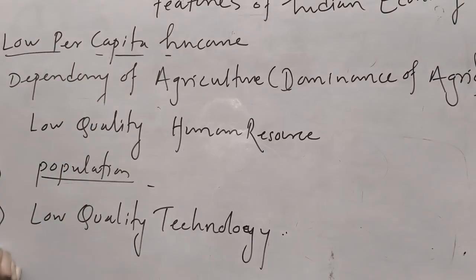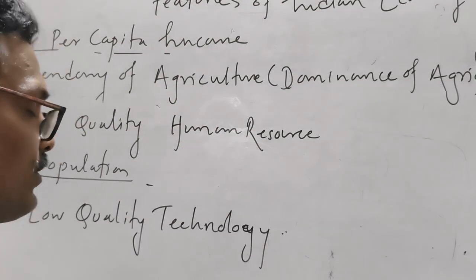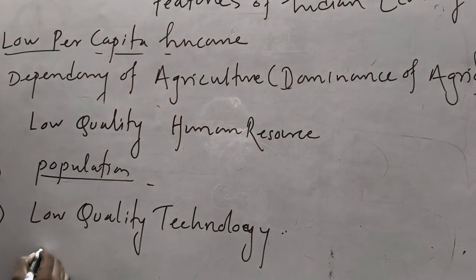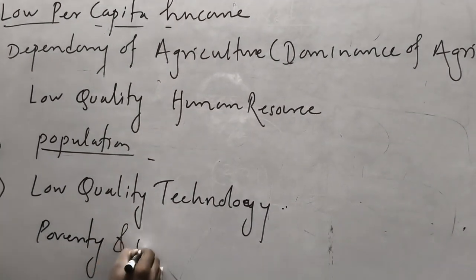The next feature on the list is poverty and unemployment.